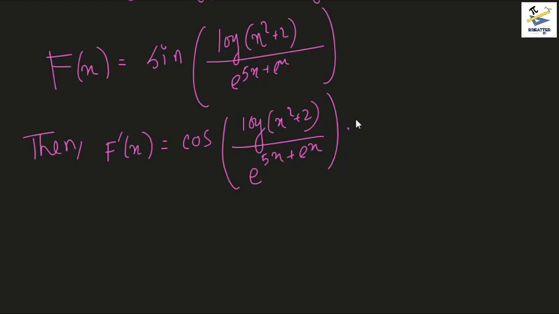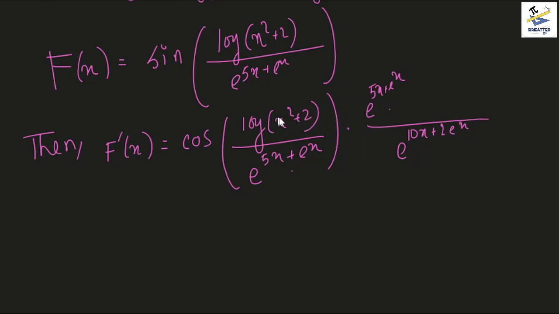multiplied by, now we have the part where we do actually the f(x) by g(x) thing. So this is g(x), this is f(x), so this should be squared. Squared means multiplying by 2 in the power, which is e to the power 10x plus 2 e to the power x. Then we have e to the power 5x plus e to the power x into the differentiation of log of x squared plus 2.